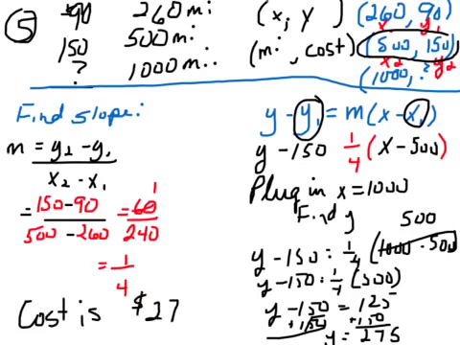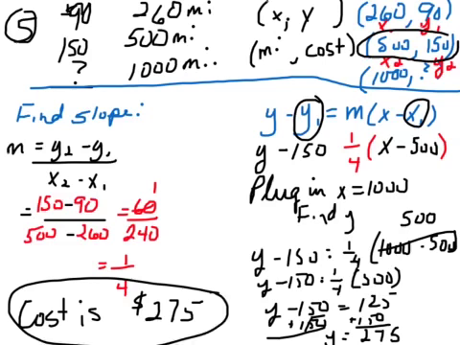You know, I told you when you have a word problem, you should write your answer in a sentence. It can be that short. That's the answer, and you just put the cost is 275. That's okay.